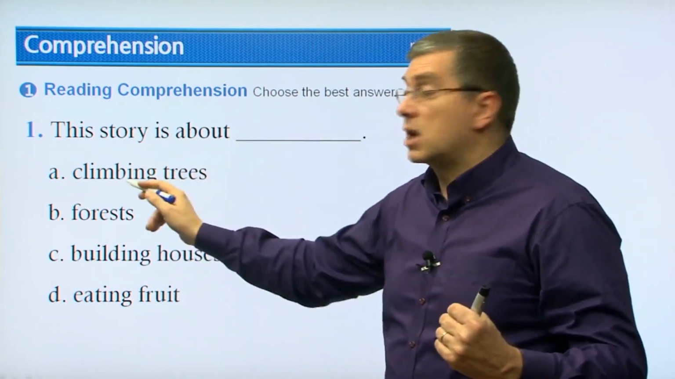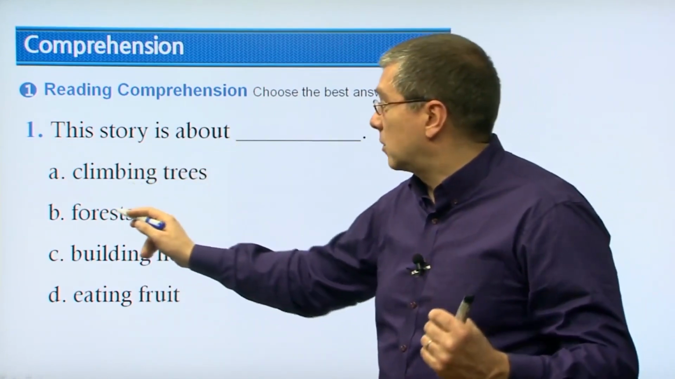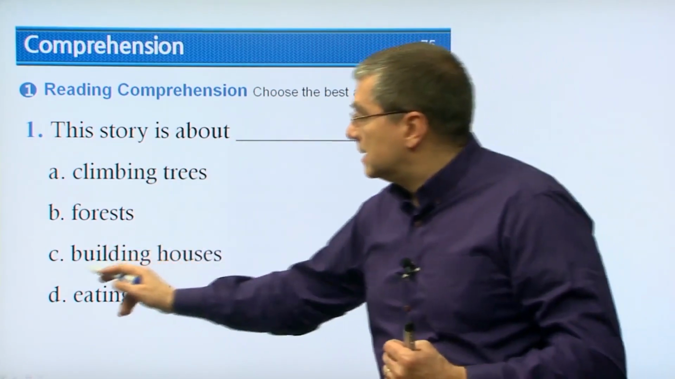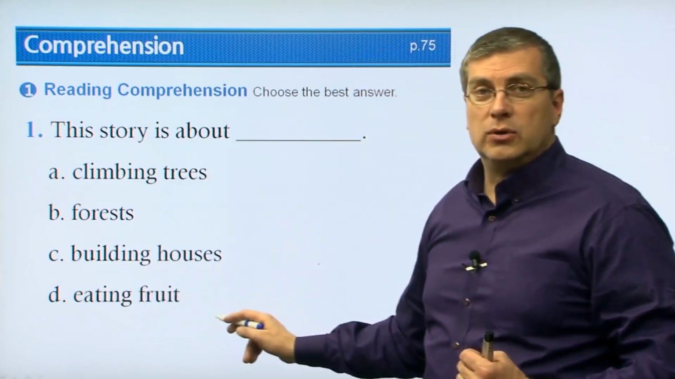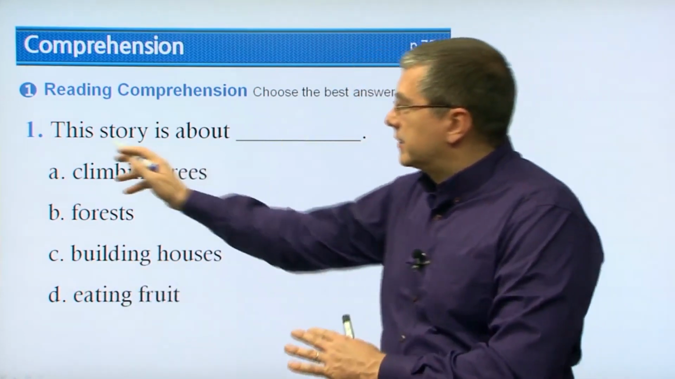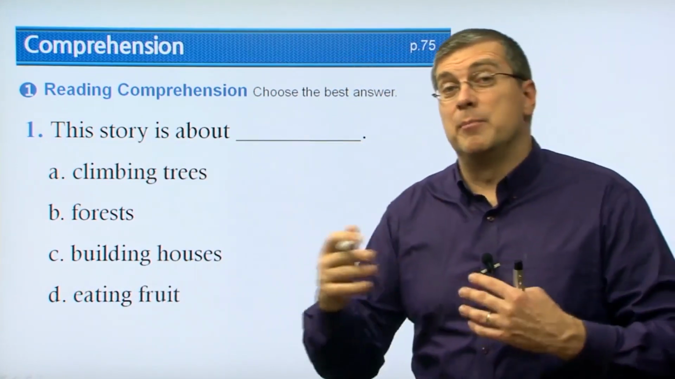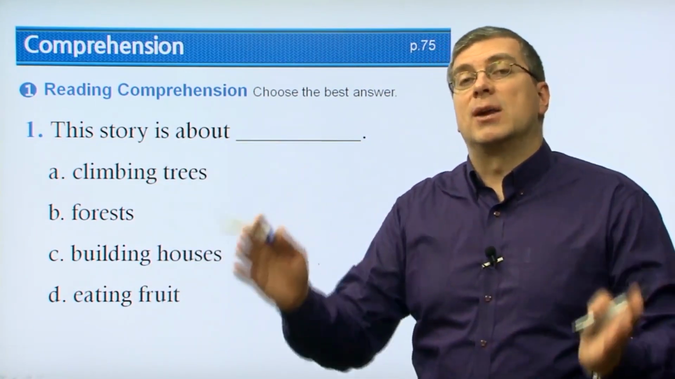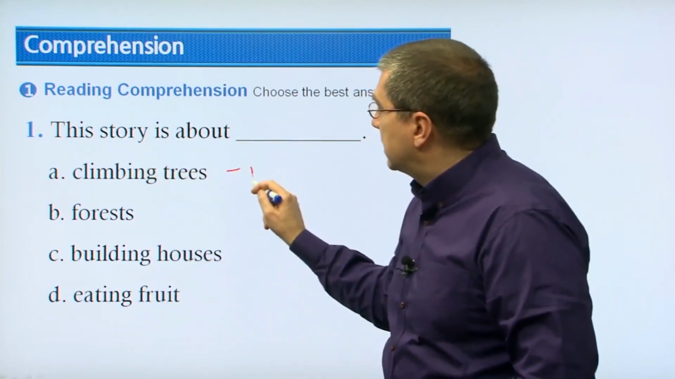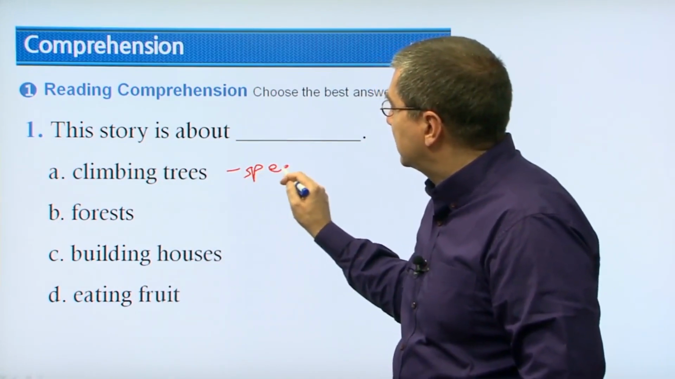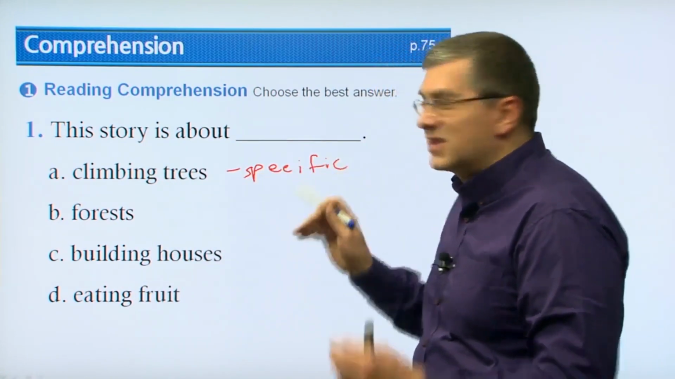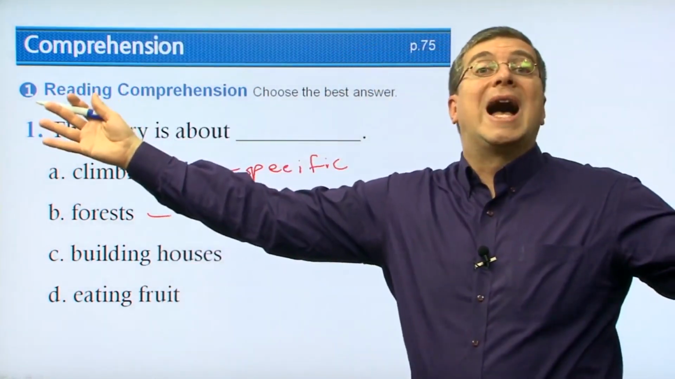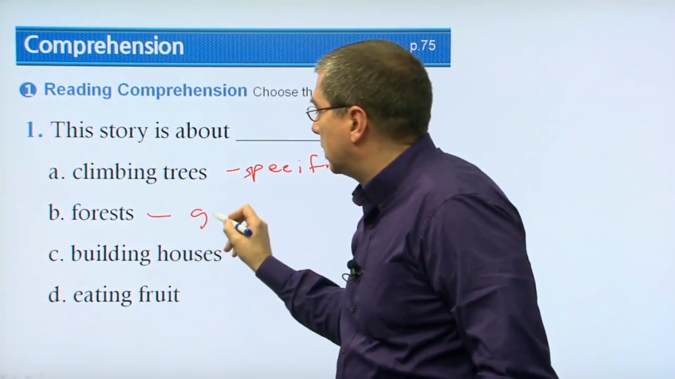A is, this story is about climbing trees, or this story is about forests. C, this story is about building houses. D, this story is about eating fruit. Usually when you see this sentence, this story is about, we're looking for a general answer. What is the most general answer? Climbing trees, that's more specific. It's more of a specific, narrow answer. Forests, that's wide, isn't it? It's more of a general answer.